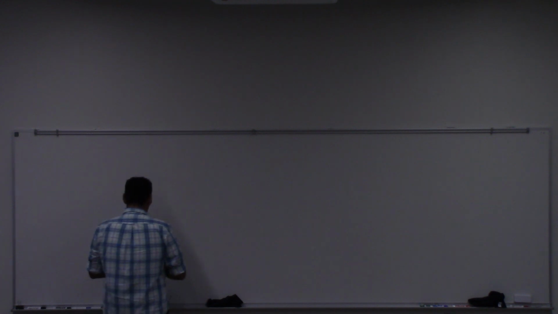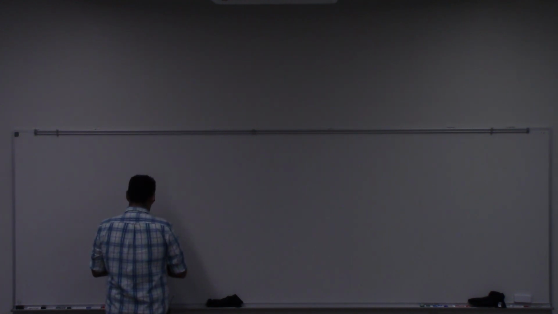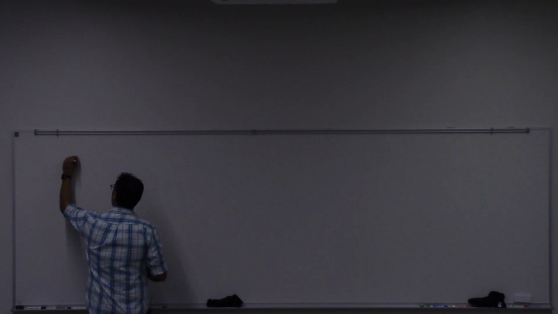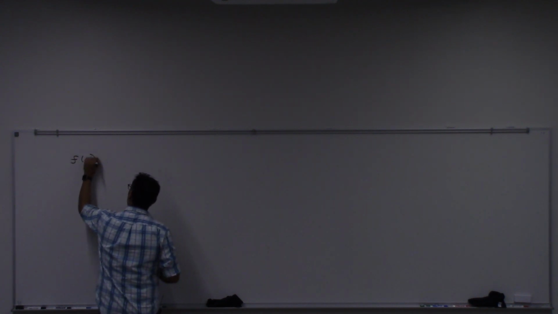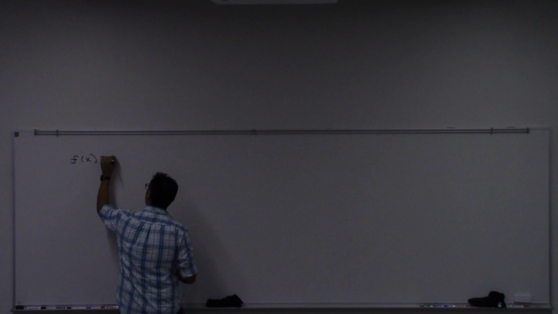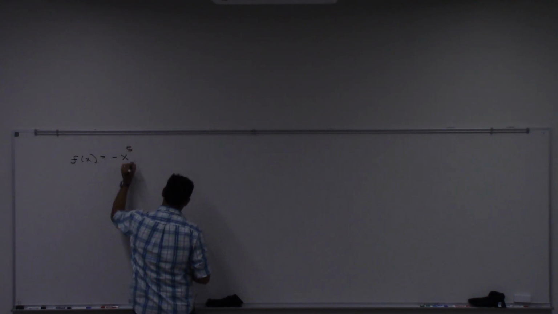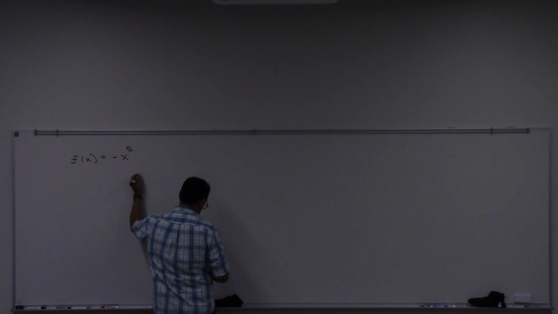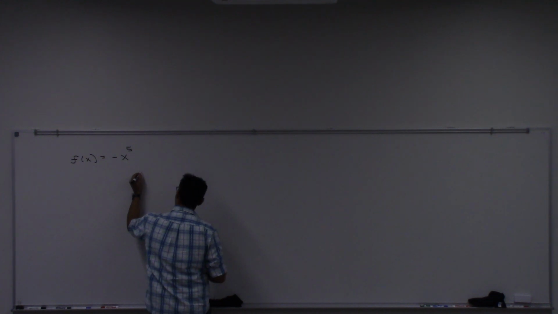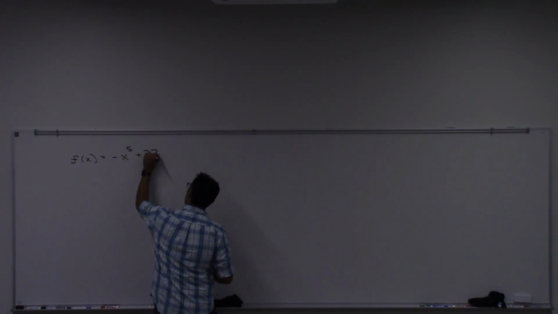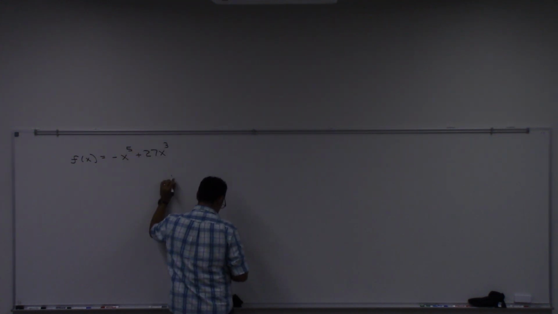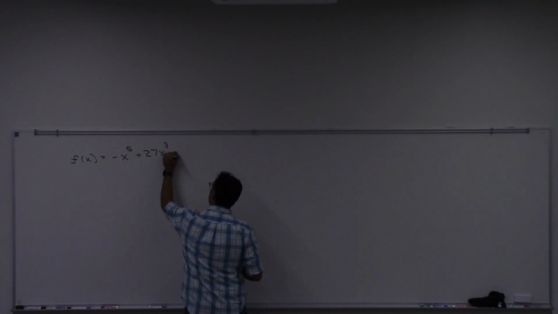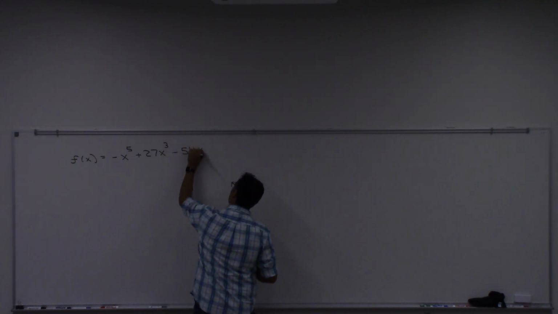All right, so here's one for us. How about f of x equals negative x to the 5th plus 27x cubed minus 54x squared.